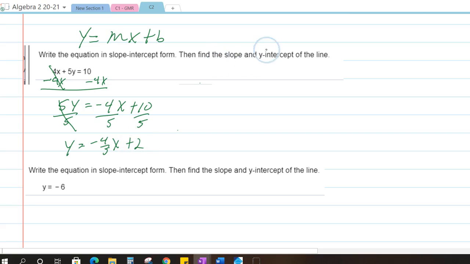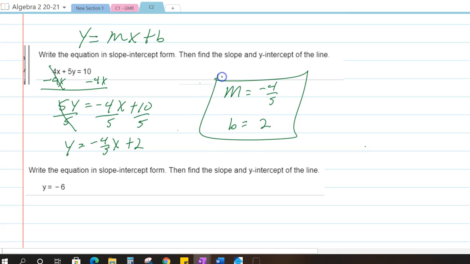So now they want to know what the slope and y-intercept is. My slope is the number in front of the x. Do not include the x. Slope is negative 4/5. My y-intercept is 2. And that's all they're looking for.